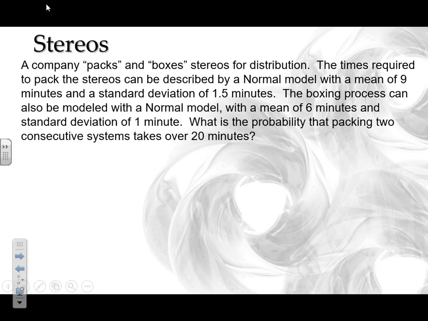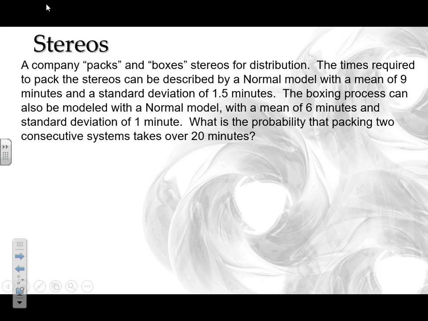In this case, since they're just asking about packing two consecutive systems, we don't have to worry about the boxing at all. The boxing right now is just extra information we don't need. So all we're looking at is the total packing time for two systems, right?